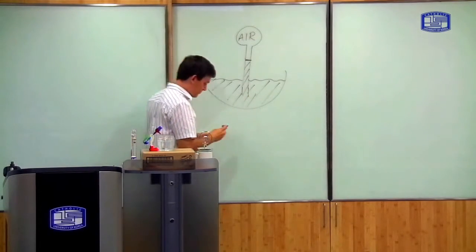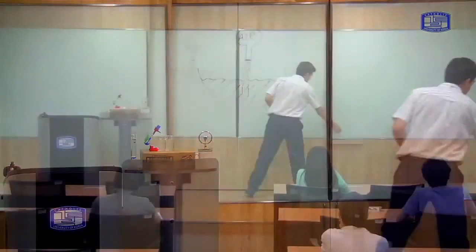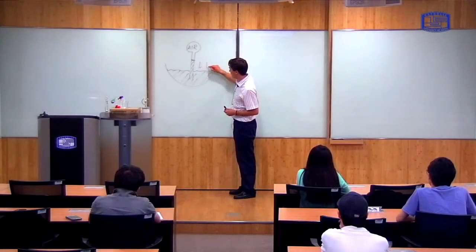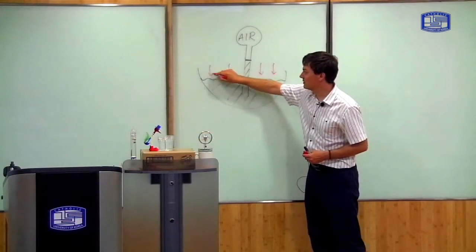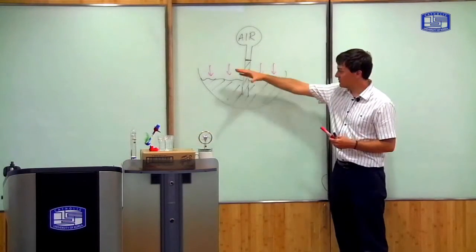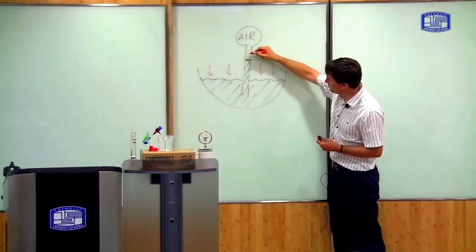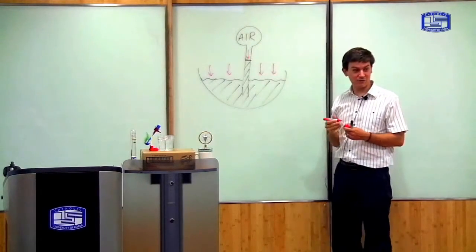Now, there's some pressure in this system. The first pressure is that there's atmospheric pressure. The air outside is pushing down on this water and trying to push it up in the tube. But the air inside the tube is also pushing down. Okay?